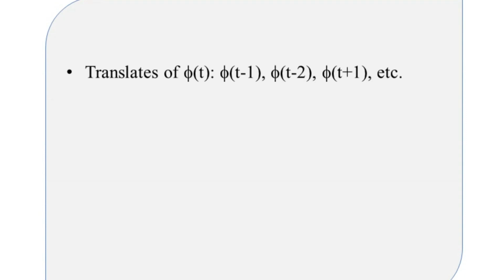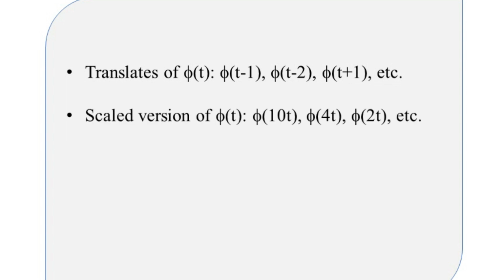So just have a look at the 3 points here. The translates of the Haar scaling function phi of t are, for example, phi of t minus 1, phi of t minus 2, phi of t plus 1, as in general I have shown on the previous slide. Now the scaled versions of phi of t are shown here as phi of 10 times t, or phi of 4 times t, or phi of 2 times t. When we have a scalar multiplication on the time parameter, we can say these are the scaled versions of the original Haar scaling function.